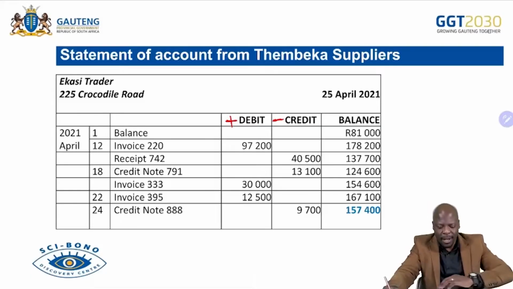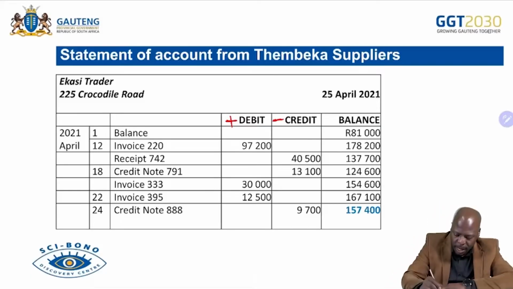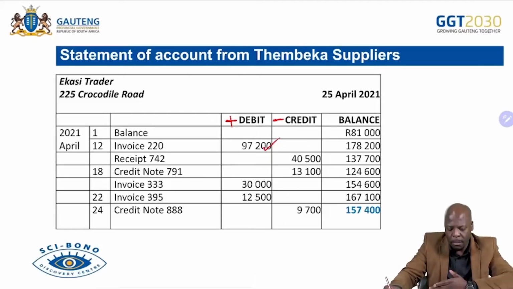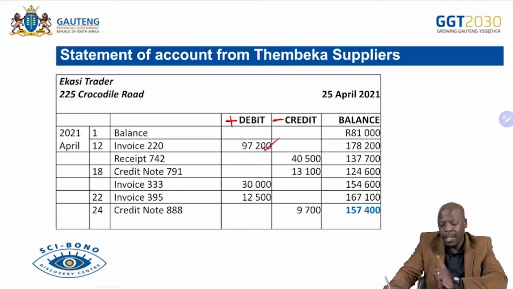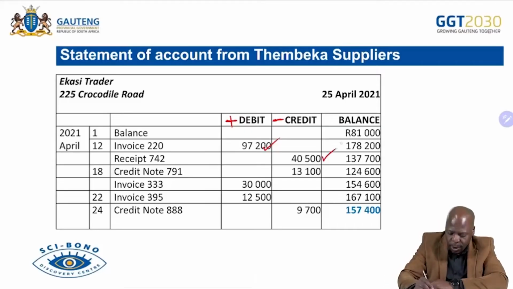So in this case, does our invoice have a plus? Yes, our invoice has a plus. So this is on the right side. The next one, a receipt. We have paid them. Should be on the credit side. Credit side here is a what? A minus. So is this on the right side? Definitely yes, it is on the right side.